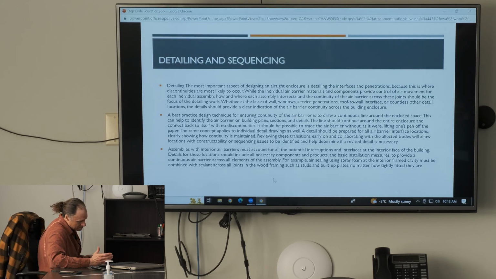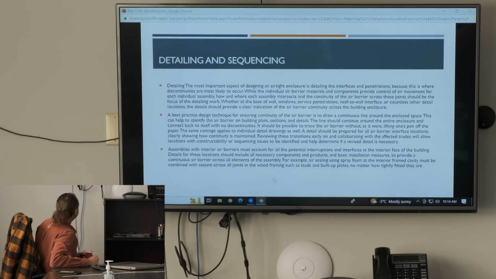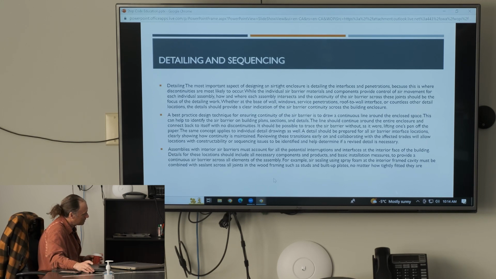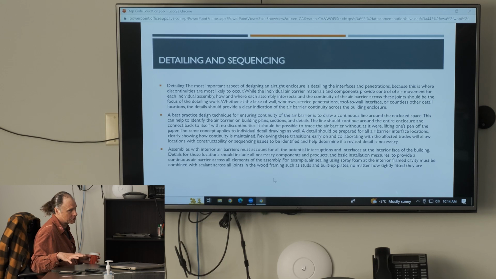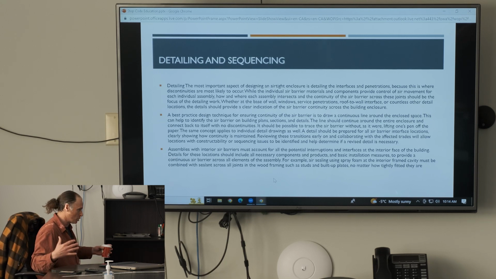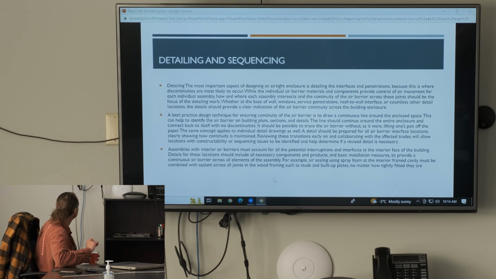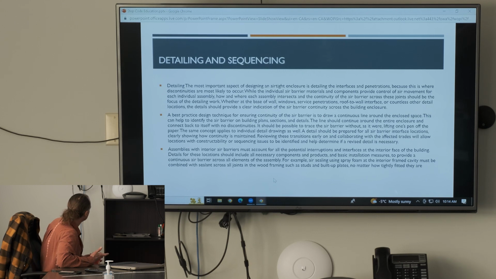So now we get into detailing and sequencing. That relates to your building plans and also how you're going to finish the building enclosure, getting towards the end of the construction process. Detailing is one of the most important aspects of designing an airtight enclosure. Detailing the interfaces and penetrations, because this is where discontinuities are most likely to occur.